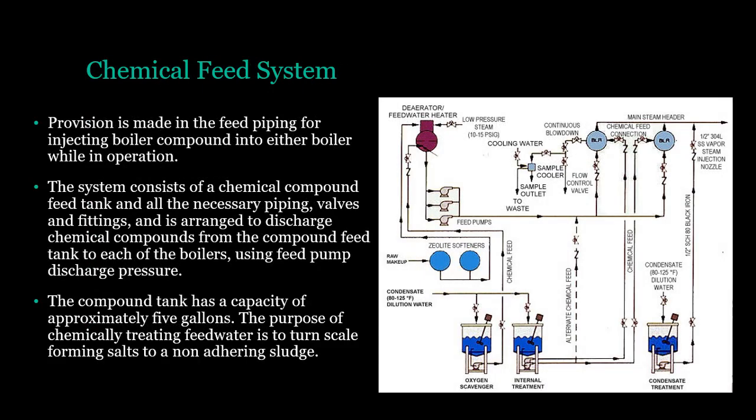Chemical feed system. Provision is made in the feed piping for injecting boiler compound into either boiler while in operation. The system consists of a chemical compound feed tank and all the necessary piping, valves, and fittings, and is arranged to discharge chemical compounds from the compound feed tank to each of the boilers, using feed pump discharge pressure. The compound tank has a capacity of approximately 5 gallons. The purpose of chemically treating feed water is to turn scale-forming salts to a non-adhering sludge.